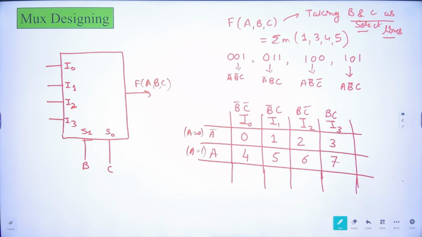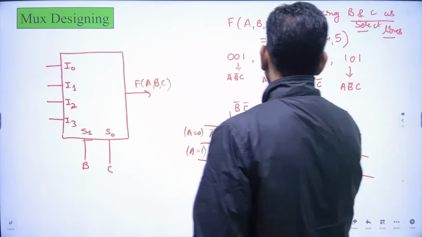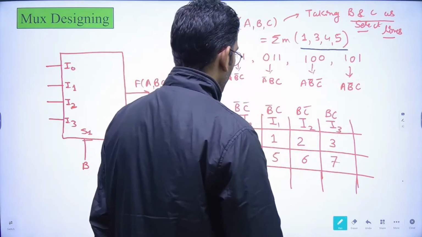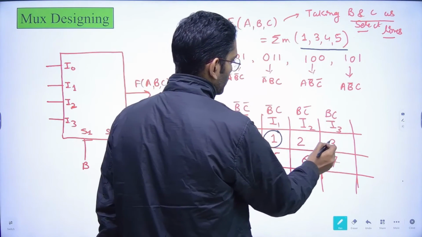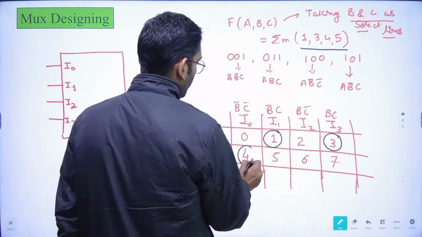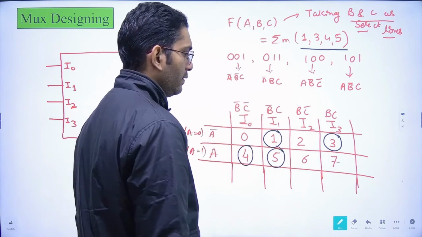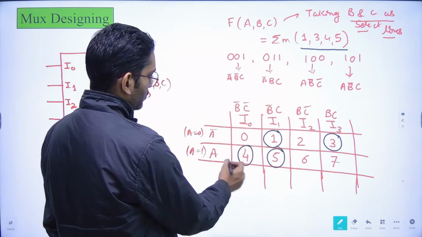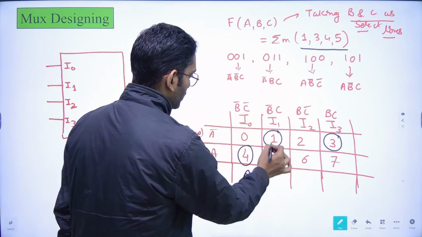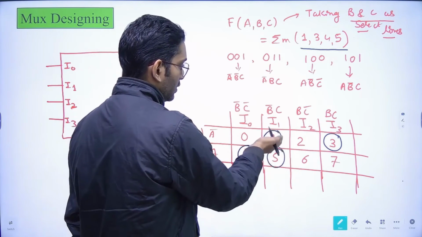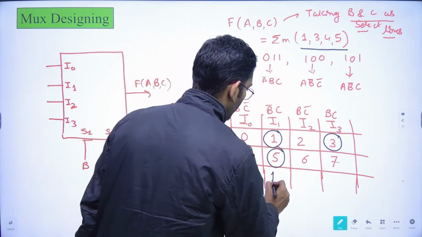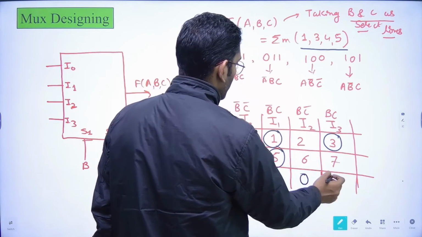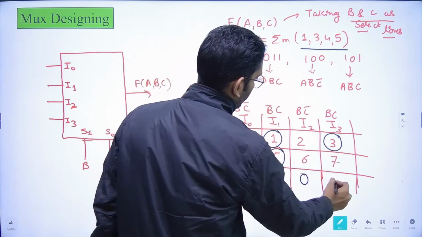Now, whatsoever inputs we were given, these were the minterms that we were given, right? 1, 3, 4 and 5. We would circle them. Now in this case 4 is present here, so we will get A. Here both the values are circled, so we'll get 1. Now here none of the values is circled, so we'll get 0. Here this value is circled, so we'll get A bar.